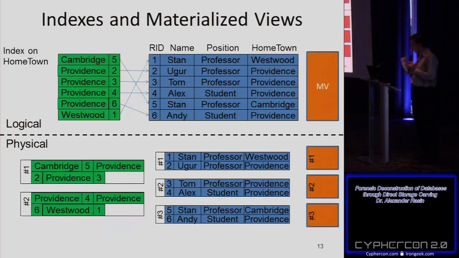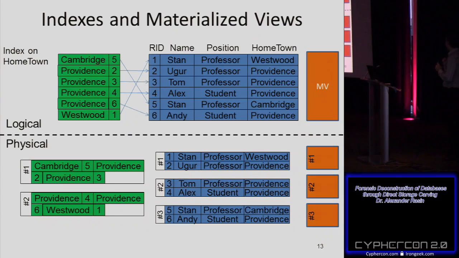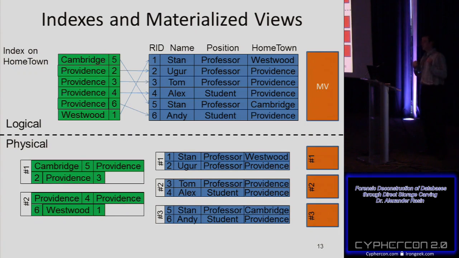But it gets more interesting when you look at other structures. So in addition to the table that we had before, you might also have an index. An index is simply a value to location pointer that helps you find your data. So in this case, I have an index on hometown, which tells you if I'm looking for a particular town, which row do I find it in?